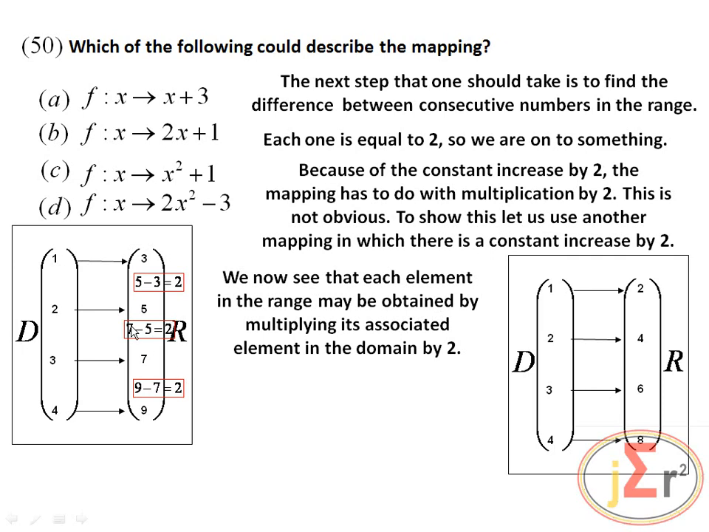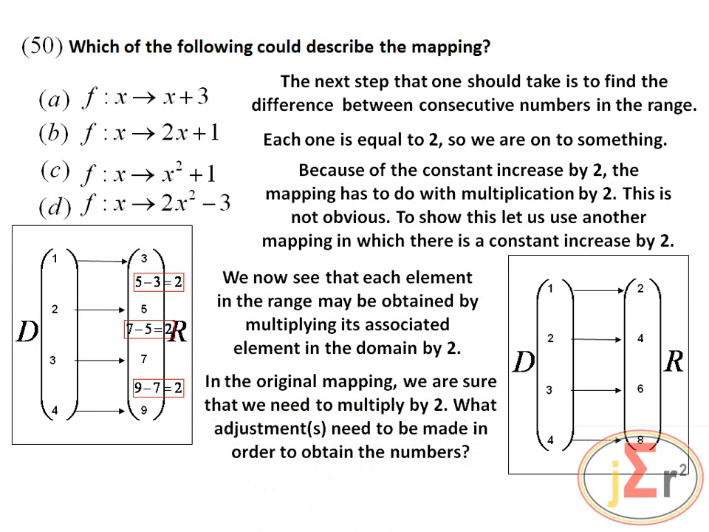And we are saying that it is related to this. All because the difference between consecutive here we have is 2, and the difference between consecutive here we have is 2. It is more obvious here that each one has something to do with multiplication by 2, because it is directly equal to the one that we have here. But it's not so obvious. But we are saying that they are related. What is the relationship? In the original mapping, we are sure that we need to multiply by 2. What adjustments need to be made in order to obtain the numbers?